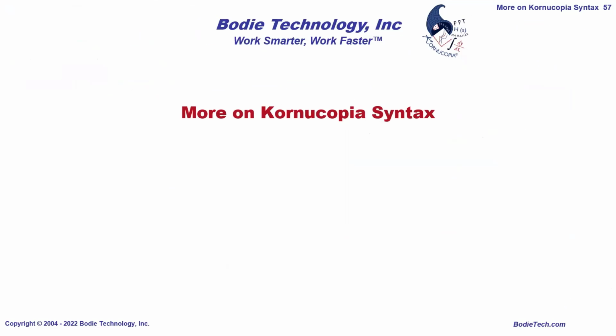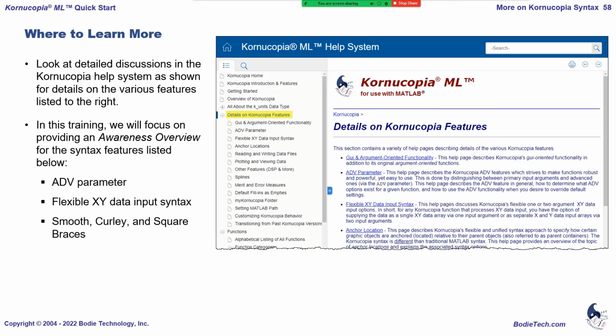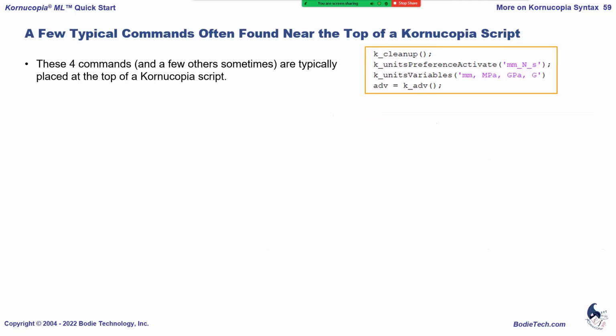Next, we will discuss additional Kornucopia syntax features beyond those related to the KUnits data type. I'm going to go over some highlights. There's a lot more additional information than the highlights I'm giving you in the help system. So, if what I'm giving you isn't sufficient, I encourage you to look at the actual help pages on these different topics.